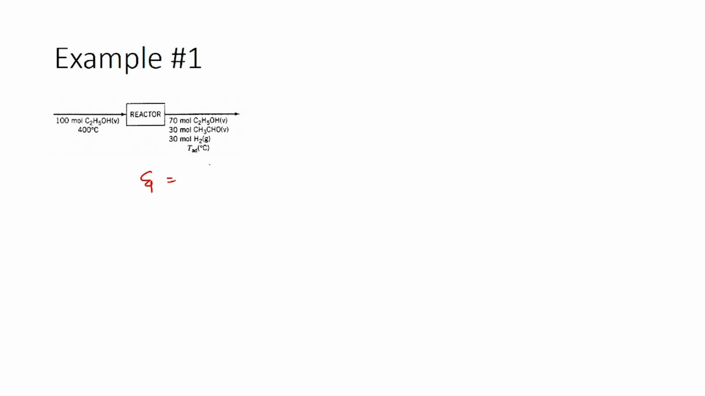Extent of reaction would be equal to number of moles out minus moles in, divided by stoichiometric coefficient. So, we have 30 moles of acetaldehyde leaving the system, 0 moles of acetaldehyde entering the system, divided by the stoichiometric coefficient of acetaldehyde, which is 1, giving you an extent of reaction of 30 moles. So, now we have the extent of reaction.